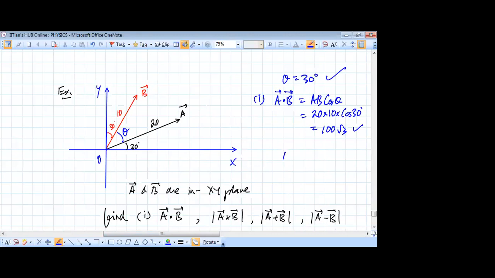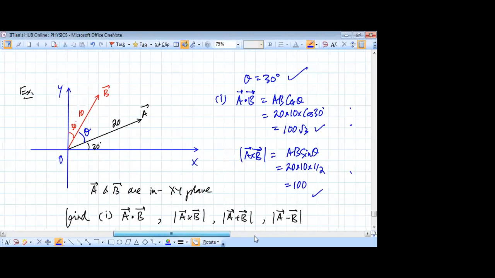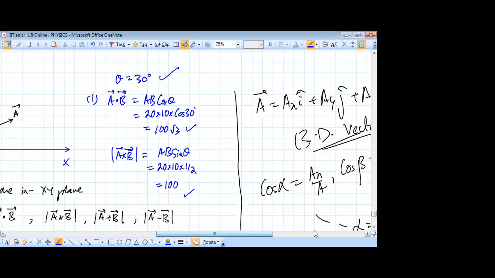Okay. Similarly, for the magnitude of A cross B, I don't need to use any component algebra. It is AB sin theta. Yeah, I'm sending it. Okay. So it is 20 into 10 into sin 30, which is half. So that's 100. Okay. So this is this. Similarly, what will the magnitude of A plus B be now? So let me work that out below.